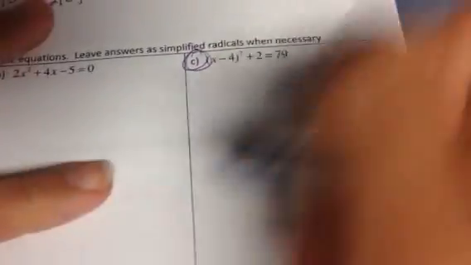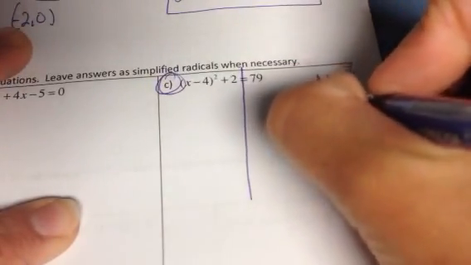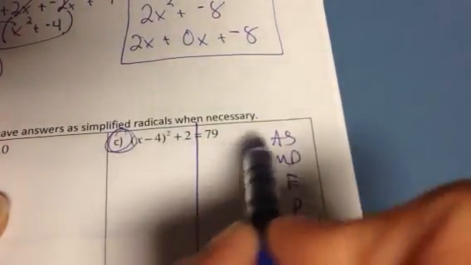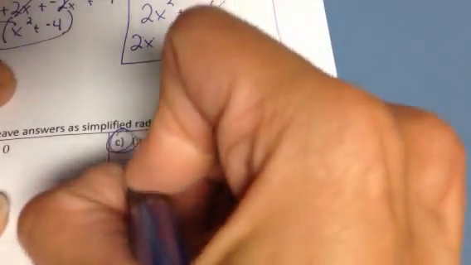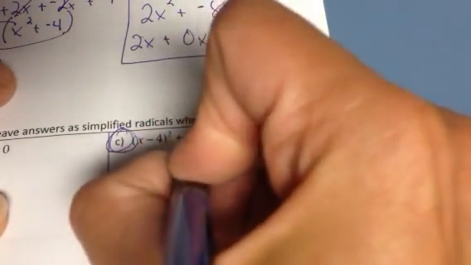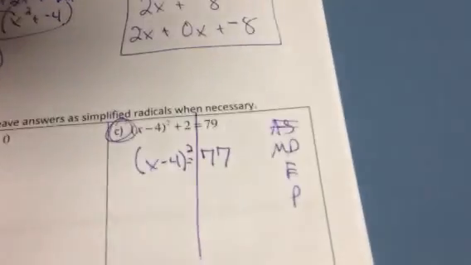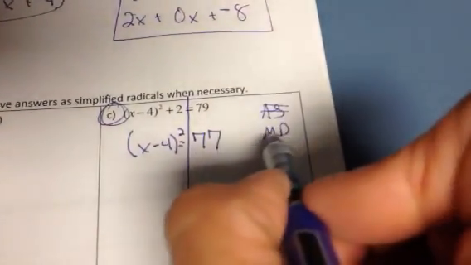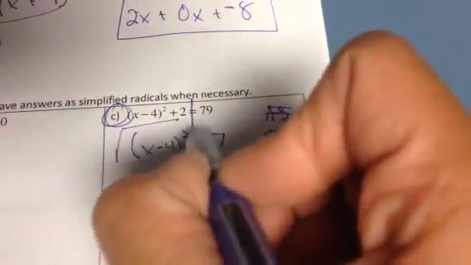If you go to C, same thing. X wants its own room, so we're going to work backwards, make that list again. And the first thing we're going to move is the 2, so our addition subtraction. Not this, because this is in the parentheses, so we're going to subtract 2 first. And we're going to get 77. And then there's no multiplying and dividing. Now we're going to get rid of the exponent, so we're going to square root.